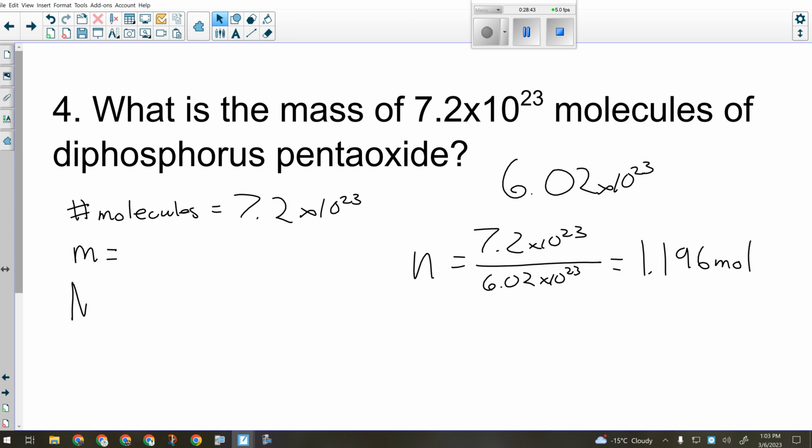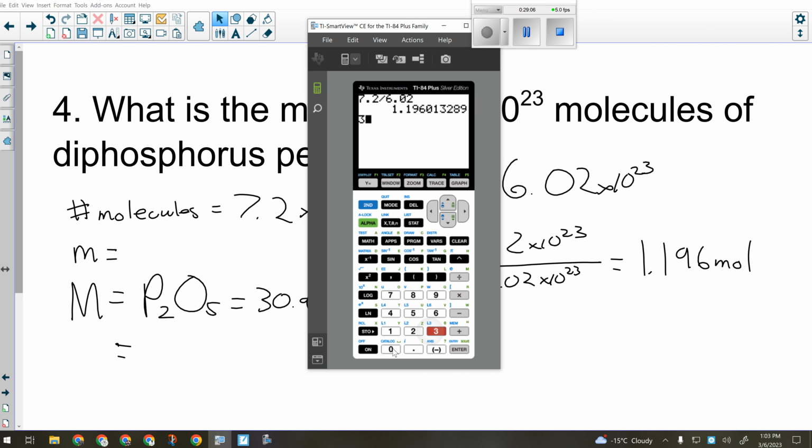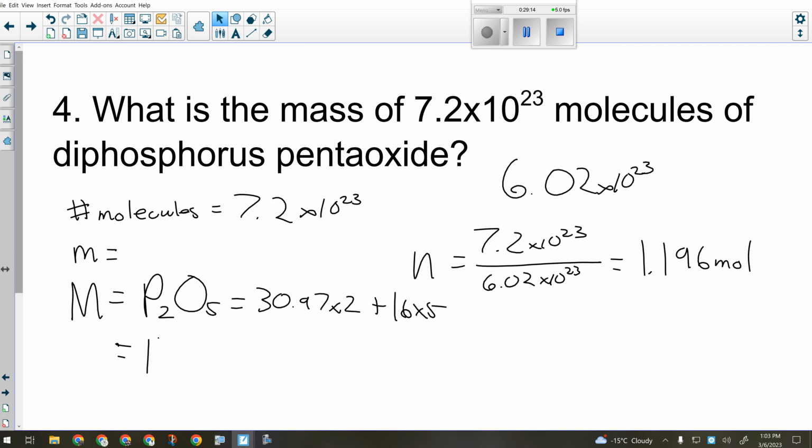Okay, so now I have n. The other thing they told me in the question was that it was diphosphorus pentaoxide, P2O5. Okay, so that's going to be 30.97 times 2, my 2 phosphorus, plus 16 times 5. Okay, that would be my 5 oxygens. Okay, so 141.94 grams per mole. All right, so I've calculated n, I've calculated big M.